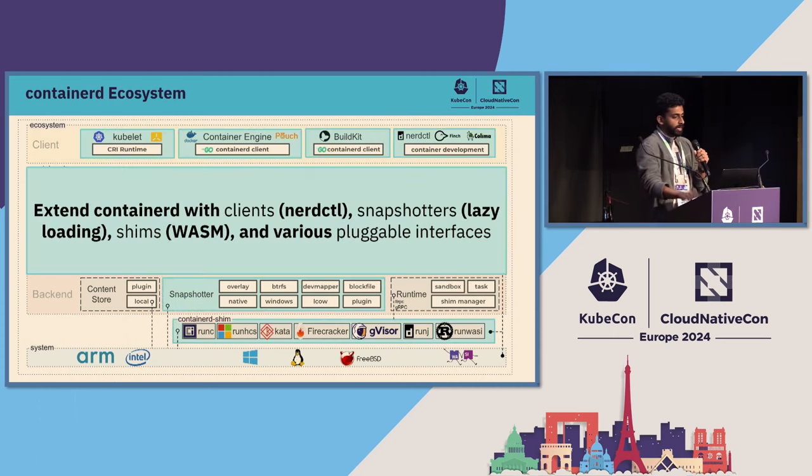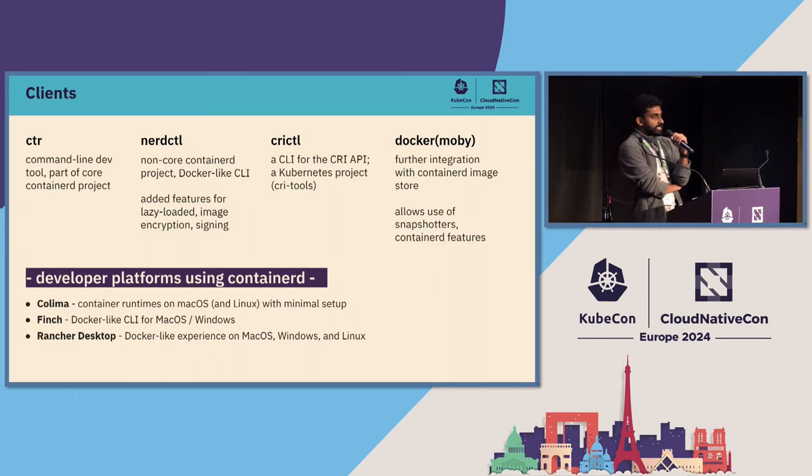If you get into the client part, you have the kubelet, which uses the CRI, and then the container engine and buildkit, which use the Kubernetes client, and then Netkettle and Finch, Colima, etc. Also the snapshotters and Kubernetes shims. Now, let's get into each one of those extensible pieces.